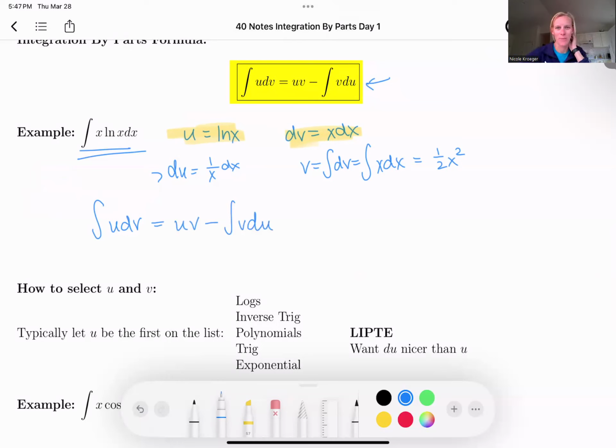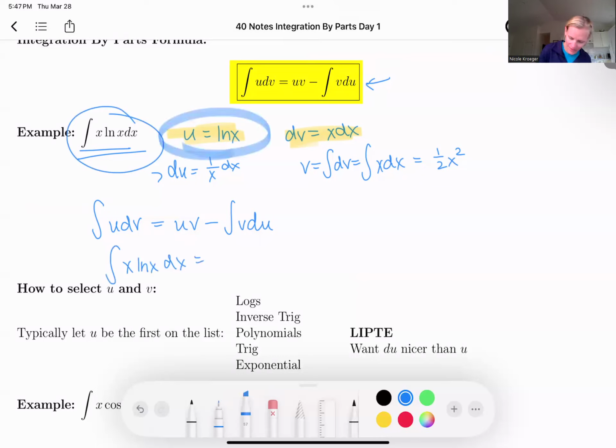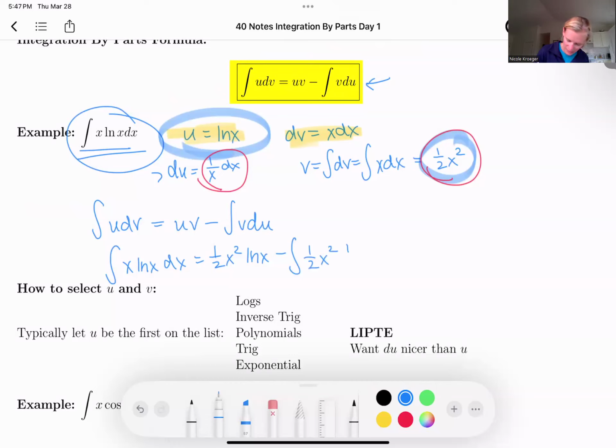You have to come up with how you can memorize this. I remember this is UV, like UV rays from the sun, and this is like voodoo, VDU. You have to think of what's going to make sense for you. Okay, so let's replace things here. So our original integral was our u dv, so this integral is going to be equal to u times v. So that's going to be ln of x times 1/2 x squared. I'm going to write that as 1/2 x squared times ln of x minus the integral of v du. So minus the integral v times du.